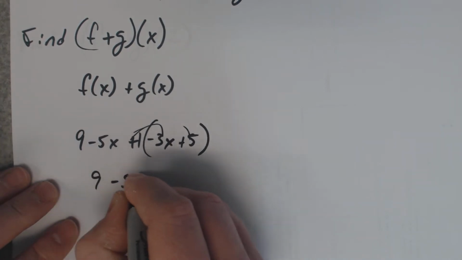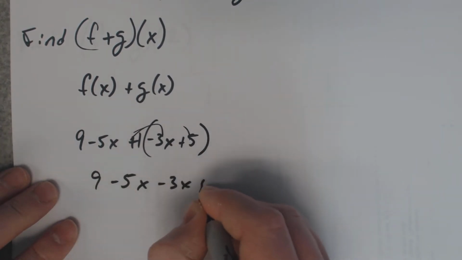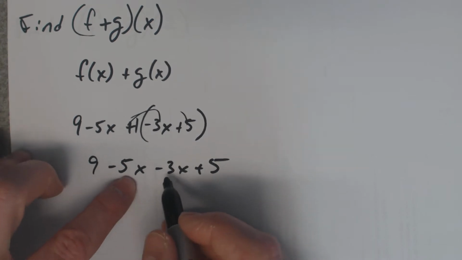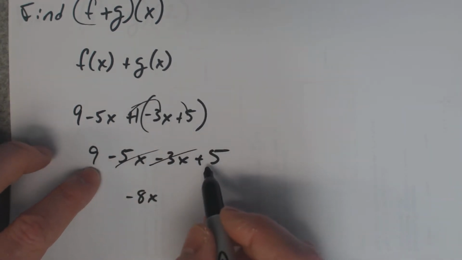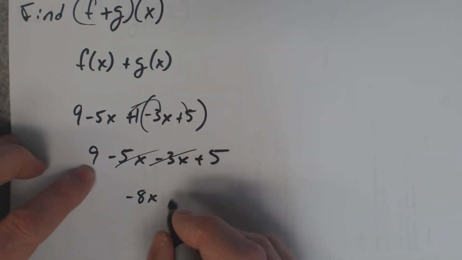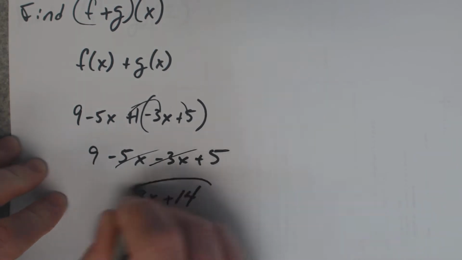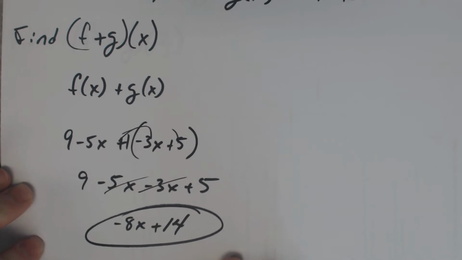So 9 minus 5x minus 3x plus 5. Then these two go together to give you -8x, and these two go together to give you 14. There's your new function.